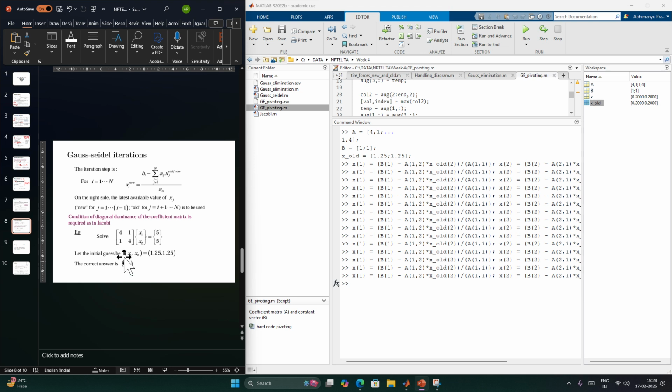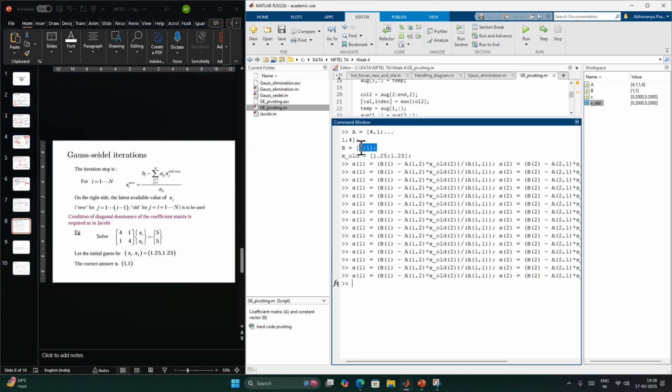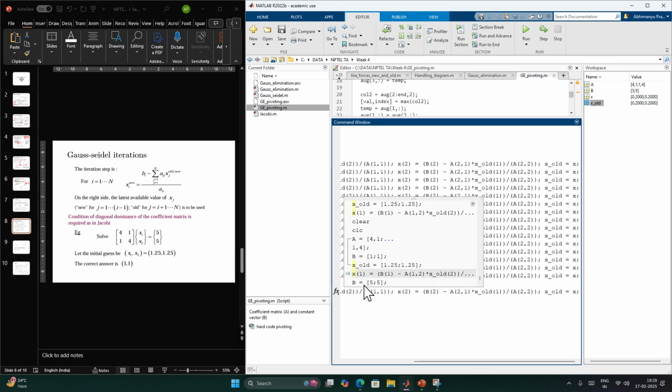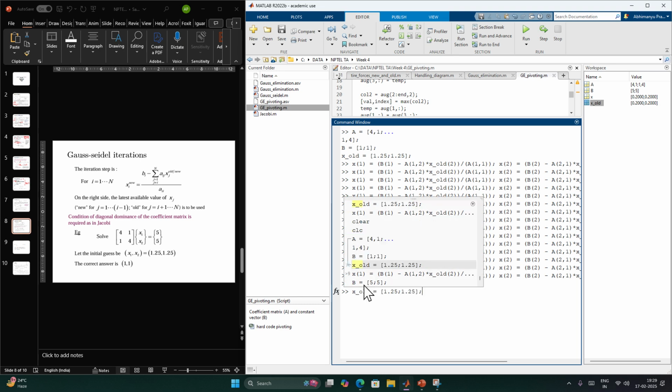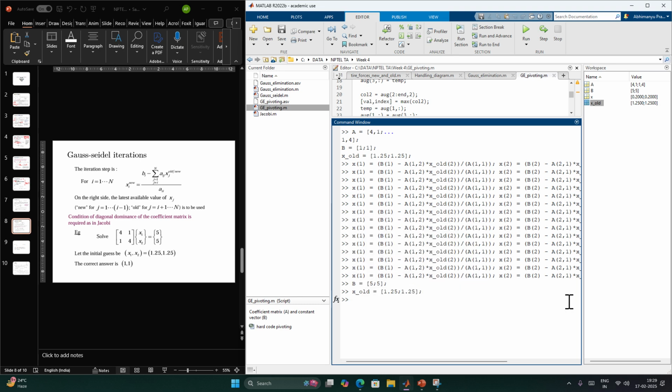Yeah. So here in this problem, the B matrix was 5 comma 5. That is why the answer is 1, 1. So I made my B matrix 1, so my answer would be 0.2, 0.2. I change my B matrix to 5 comma 5 only, and I run my x old. I run this entire thing again.